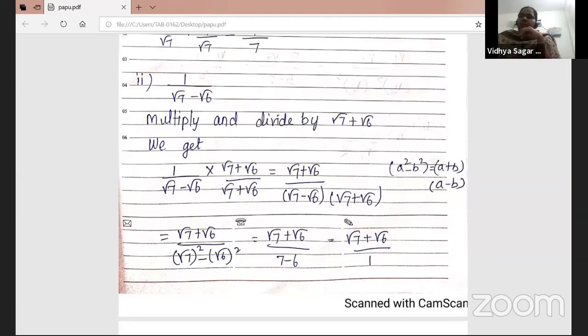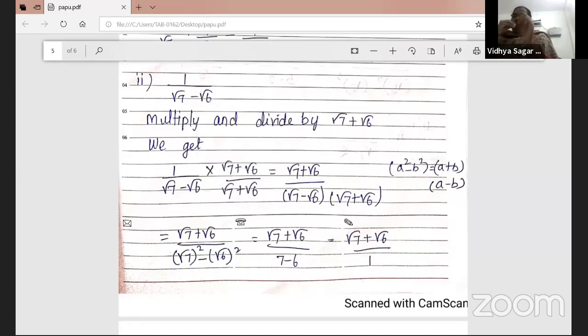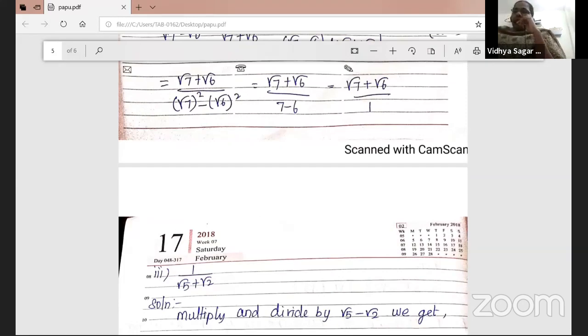Next, see the denominator, root 7 minus root 6, root 7 plus root 6. So it is in the form of a minus b, a plus b. So what is the formula of a minus b and a plus b? A plus b into a minus b. Now what is the formula? A square minus b square, right? So in the next step, I'm writing root 7 the whole square minus root 6 the whole square. So 7 minus 6 will become 1. So the final answer will be root 7 plus root 6 by 1. Okay, so now it's clear, Vedashini? Yes, ma'am.